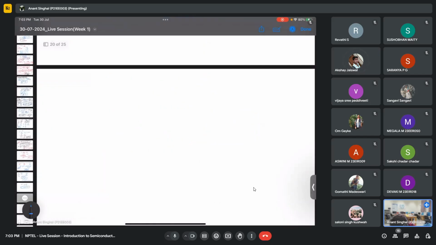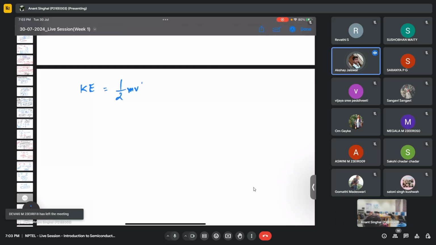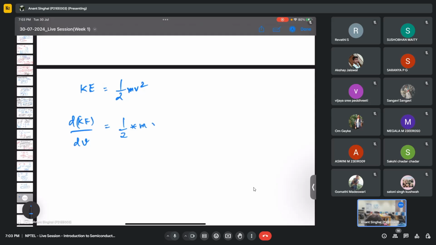So what we have is kinetic energy as half mv square. If we differentiate it with respect to velocity, because that is what is changing, what we get is 1 by 2 mass and the velocity will be 2v, since the differentiation of v square is 2v. So this is the change in kinetic energy, I'm writing it as delta kinetic energy. This 2 and 2 is getting cancelled. We have mv and we have a change in velocity.